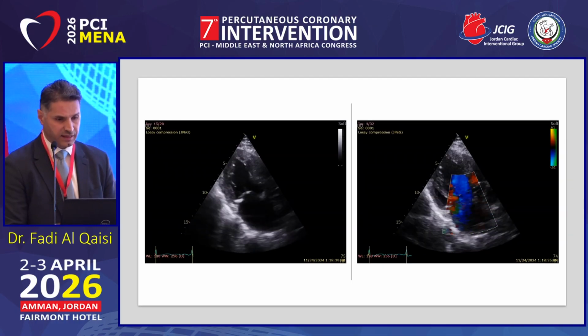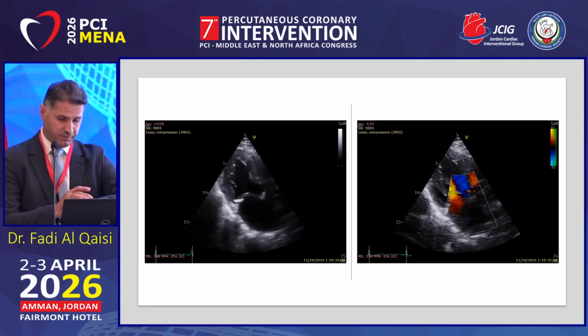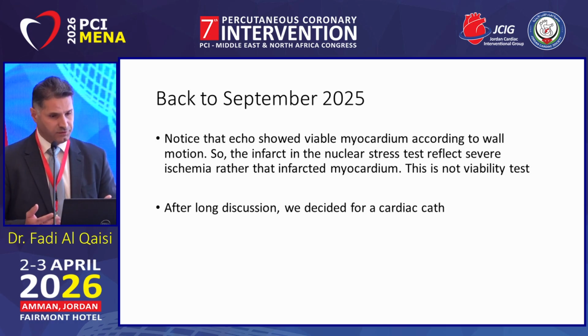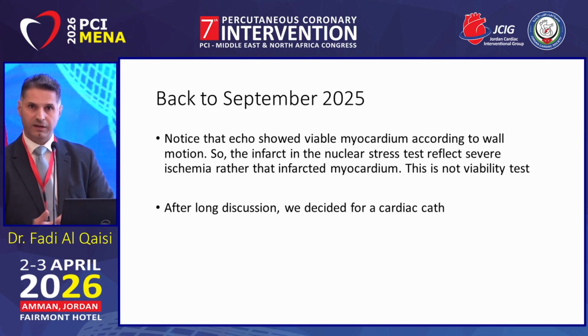In addition to that, this is the anterior septal wall in the 3-chamber views, and it is still moving as well as the inferior wall. So, back to our September. My impression was, this is the echo, it is viable. So to consider this is a dead muscle and that we don't need revascularization is a wrong conclusion, because remember, the nuclear stress test was an ischemia and not a viability test.